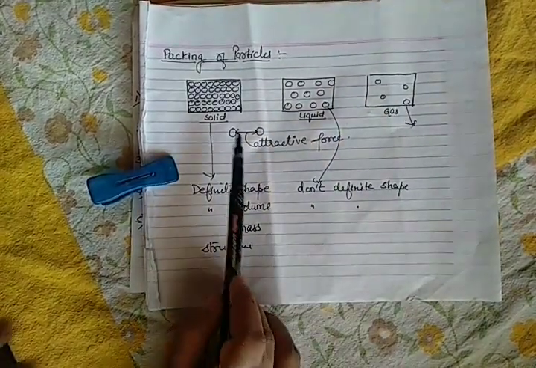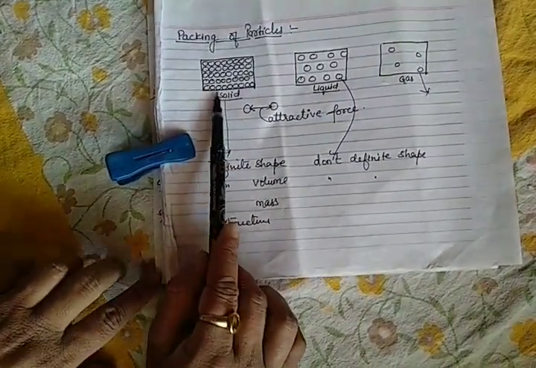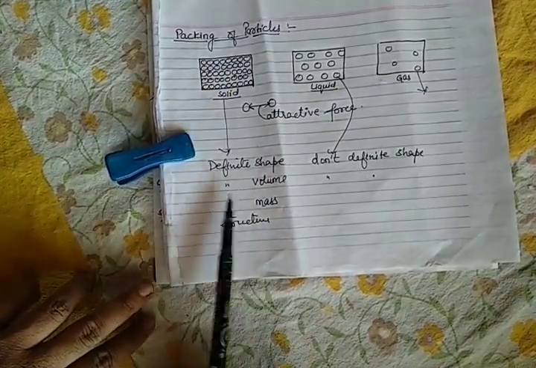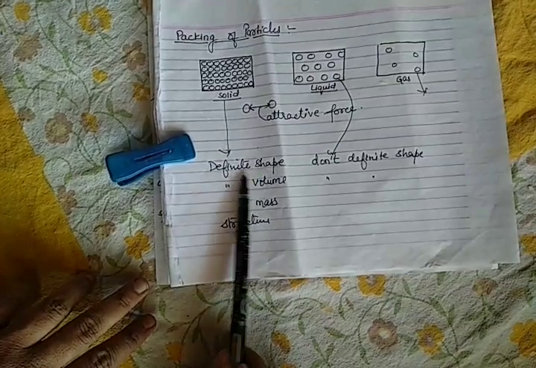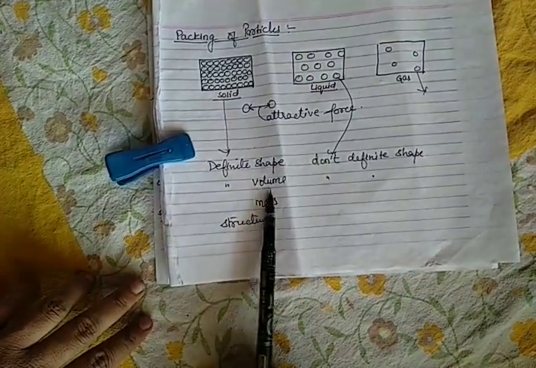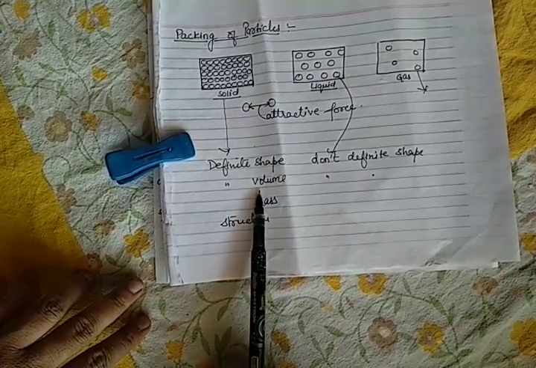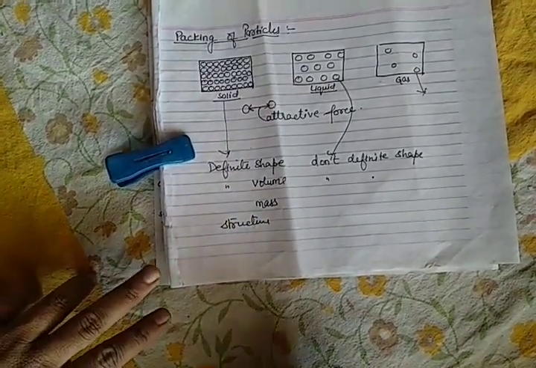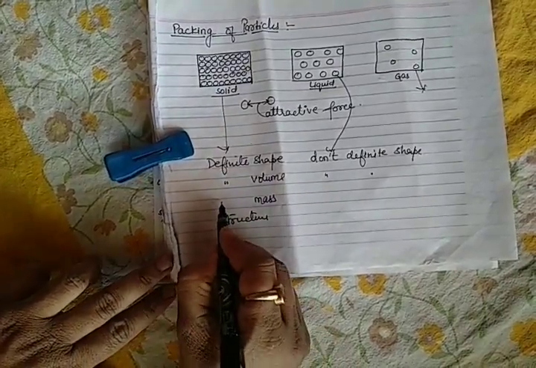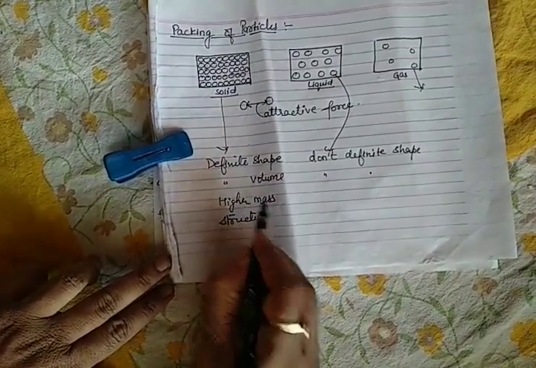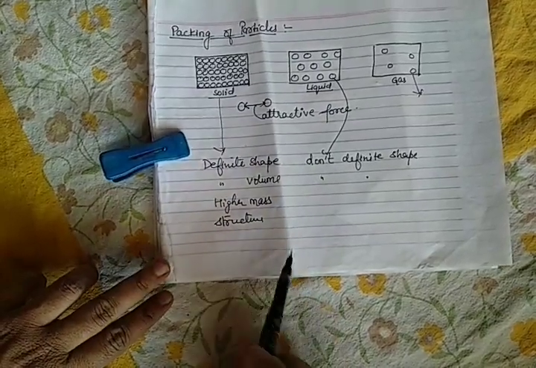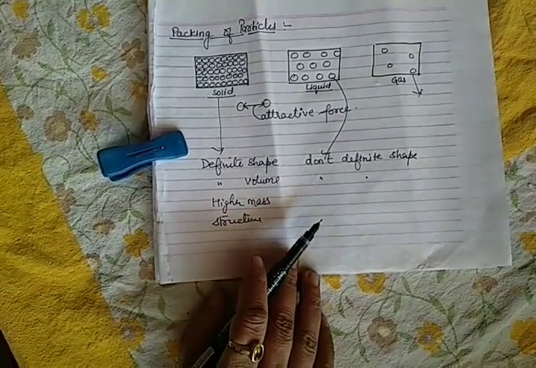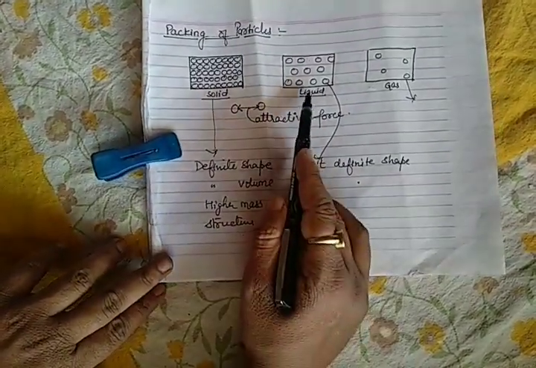Now since in solids the particles are very close to each other, they have a definite shape and a definite volume, and solids have a higher mass, they are quite heavy, and they have a definite structure, meaning they have a recognizable structure, right?